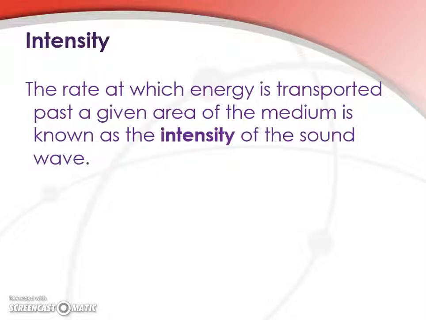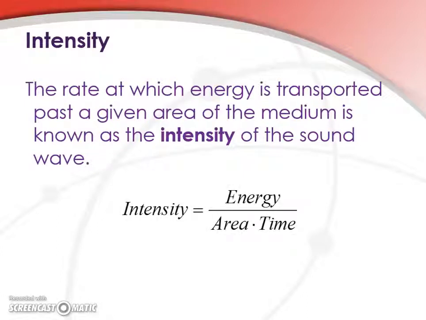So the rate at which the energy is transported past a given area of the medium is known as intensity. And no big deal, intensity is energy over the area and the time. And that, of course, gives us the rate piece. Now, it's important that we differentiate this rate from the speed of the wave. This is the amount of energy per time unit.